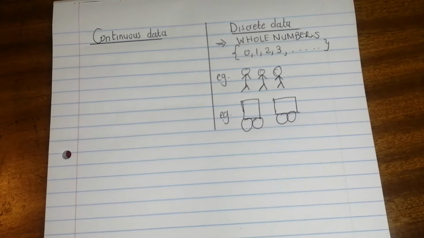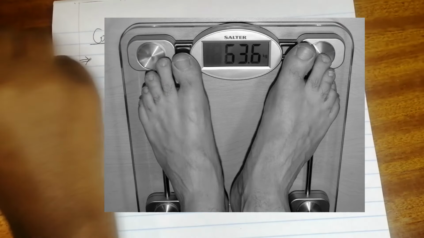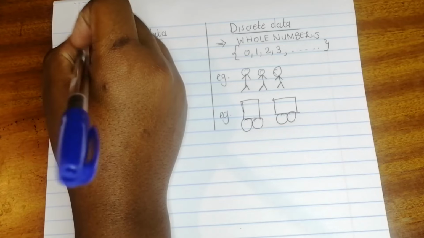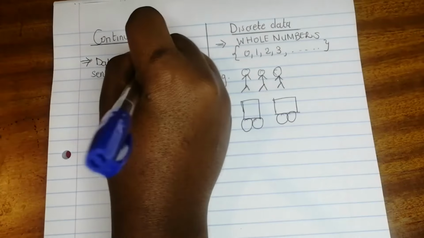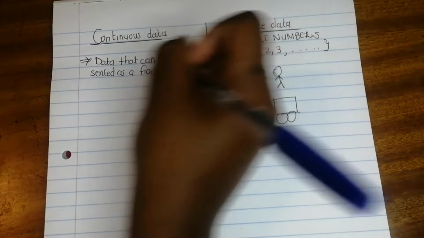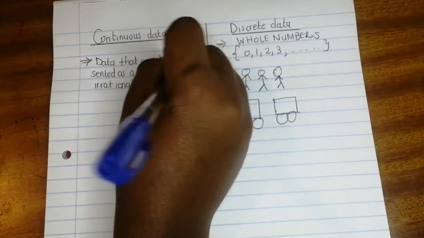But when it comes to continuous data, this is data that can be represented as a measurement. For example, when you measure the weight of a person when you jump onto the scale, let me just write this. So this is data that can be represented as a fraction or irrational numbers. So what do I mean by this?